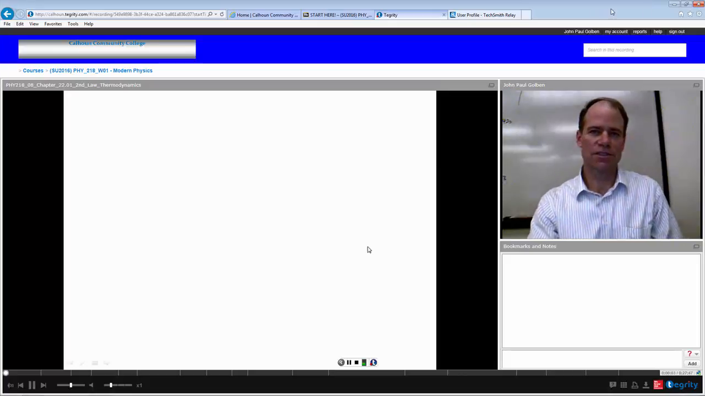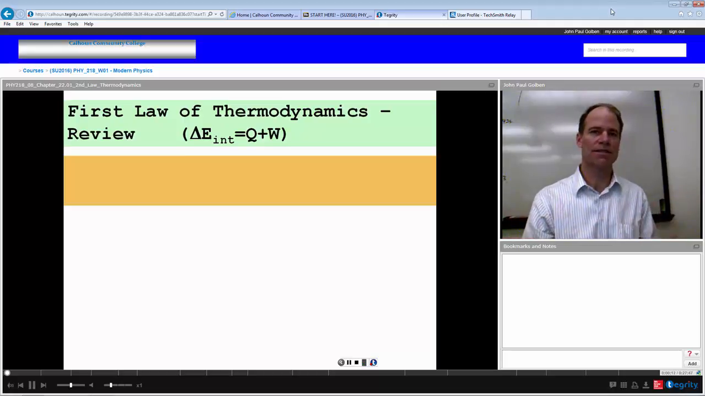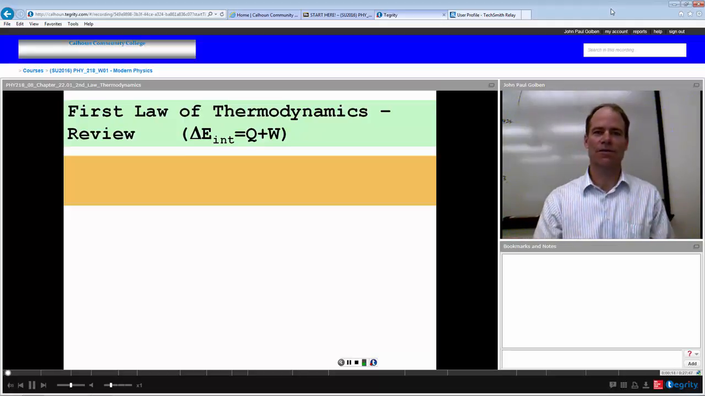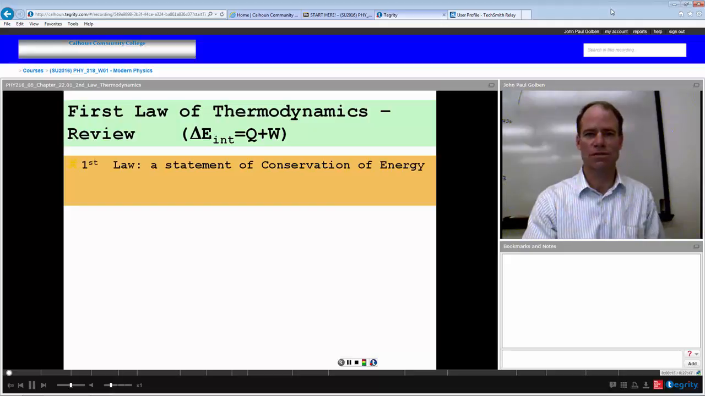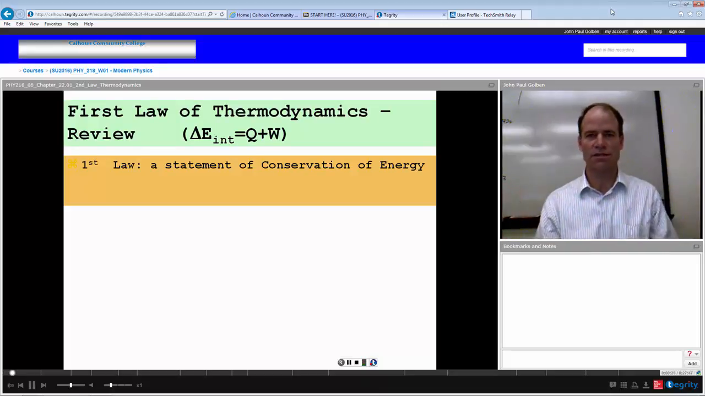This is the first lecture of Chapter 22 dealing with the second law of thermodynamics. We may recall the 0th law of thermodynamics defined temperature, and then the first law of thermodynamics was conservation of energy. Change in internal energy is equal to whatever we add to the system, whatever heat is added plus whatever work is done on the system.